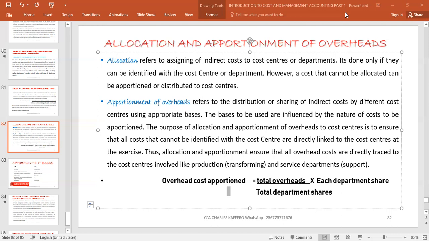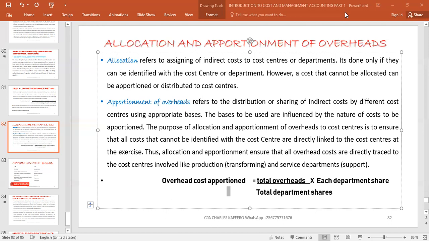When you're absorbing, we only absorb in the production department, not in the service department. So when we are talking about apportionment, we are just distributing those indirect costs to different cost centers using an appropriate base. Why are we using an appropriate base? Because we couldn't allocate them to a certain department. And in doing so, we do it within the production and the service departments.